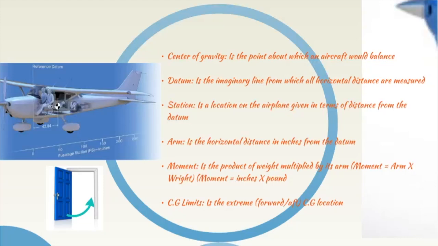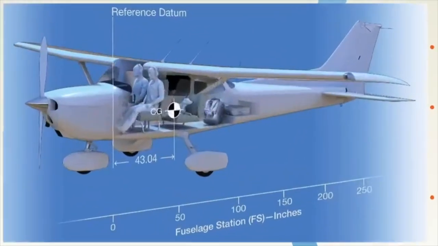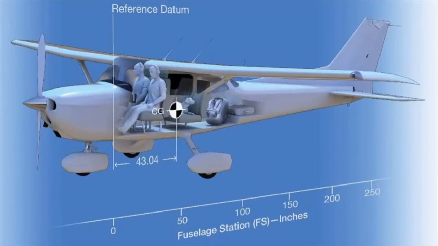So let's go back here. The datum plane is a reference point where all the distances are going to start from. So that's our 0 point. That means in a Cessna 172, like in this case, this imaginary line is located just behind the firewall. That means just behind our flight instruments. From that point, that's going to be our 0 point.